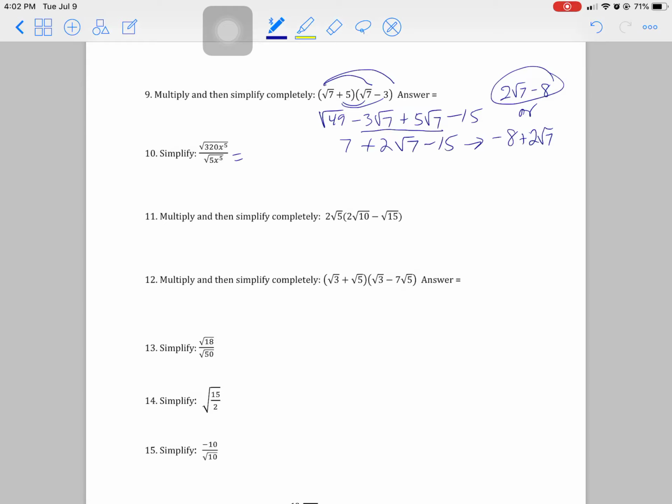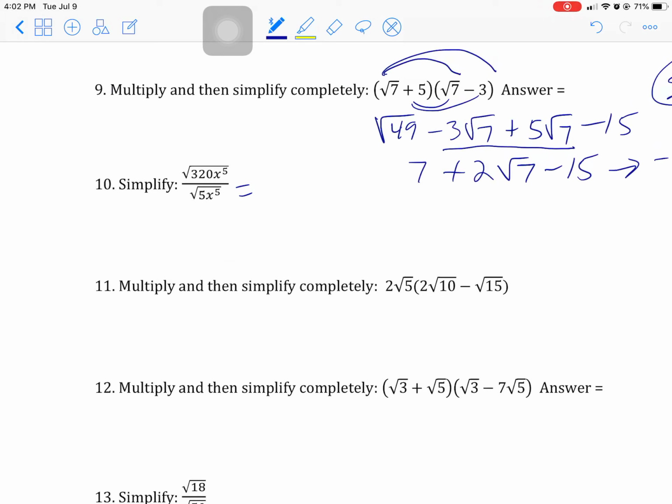This one right here, I think what I want to do is go ahead and use the quotient rule and put them together, because I know that 320 ends in a 0, therefore it's divisible by 5, and that looks the same too. So what we can do is take 320 divided by 5 and you get 64. And then the same thing over the same thing. 5x's over the same 5x's makes them go away. So the whole thing turns into the square root of 64, which is 8. Okay? Outside times outside. Inside times inside.